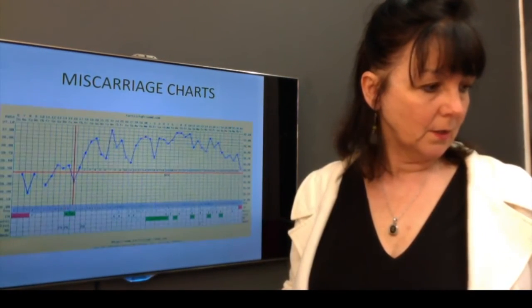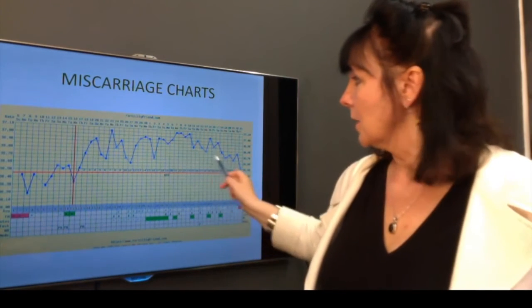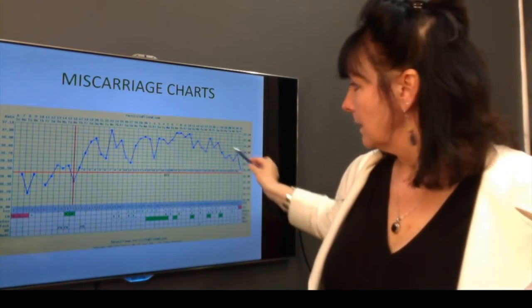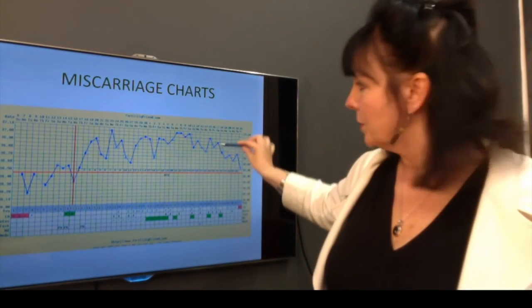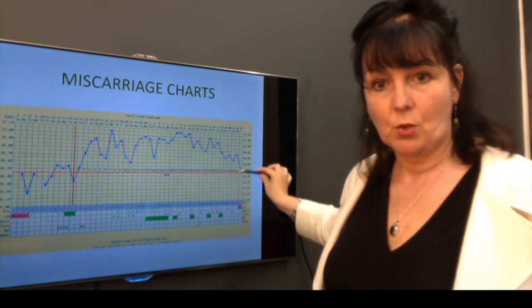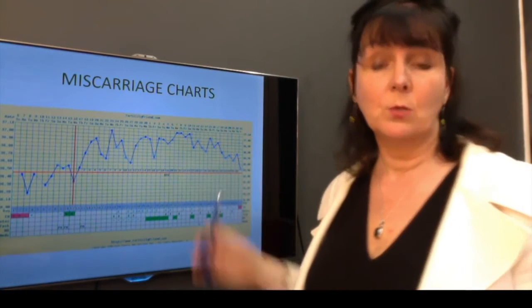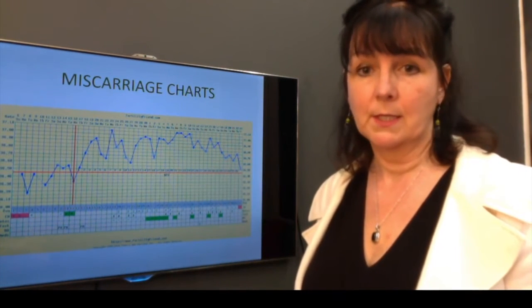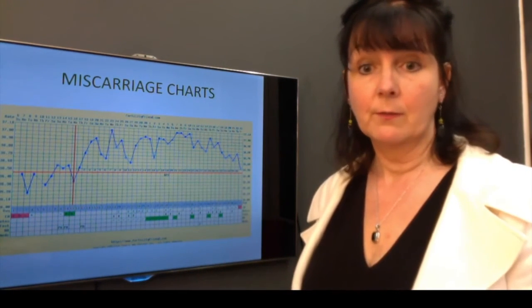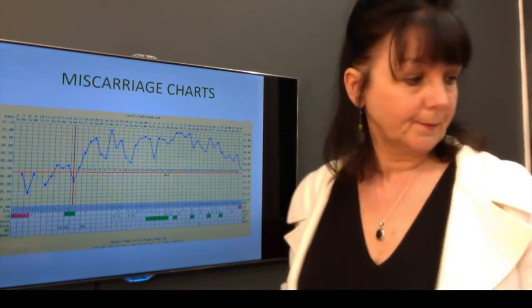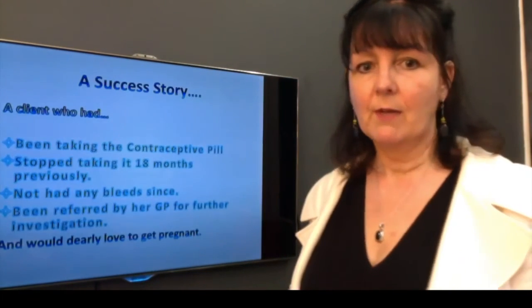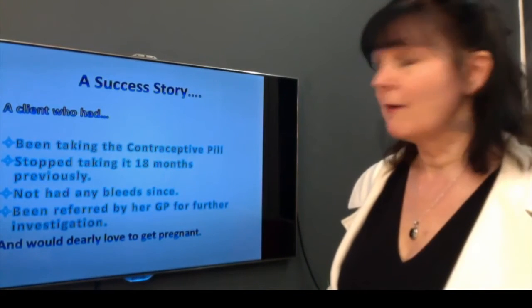So I've just got another little chart. Again, you can see here that the temperatures are starting to drop before the miscarriage occurs. So at that stage you would recommend that your clients go back to see their GP for some further advice and support. Okay, so I just have a lovely little success story which is very current for me.